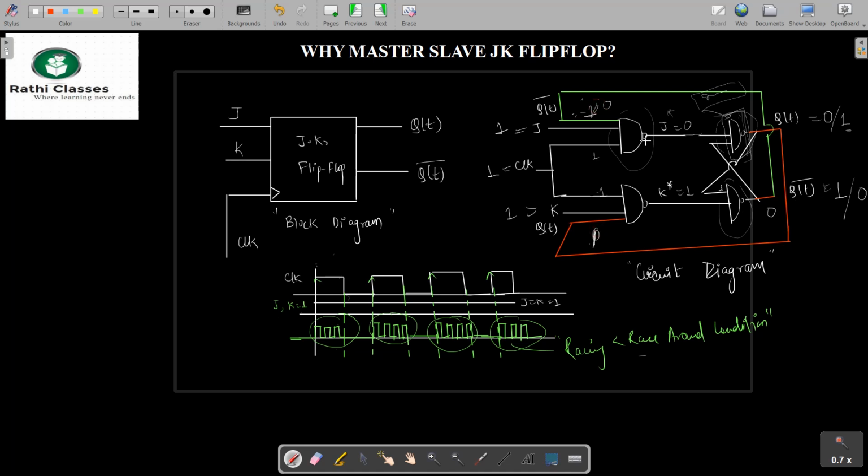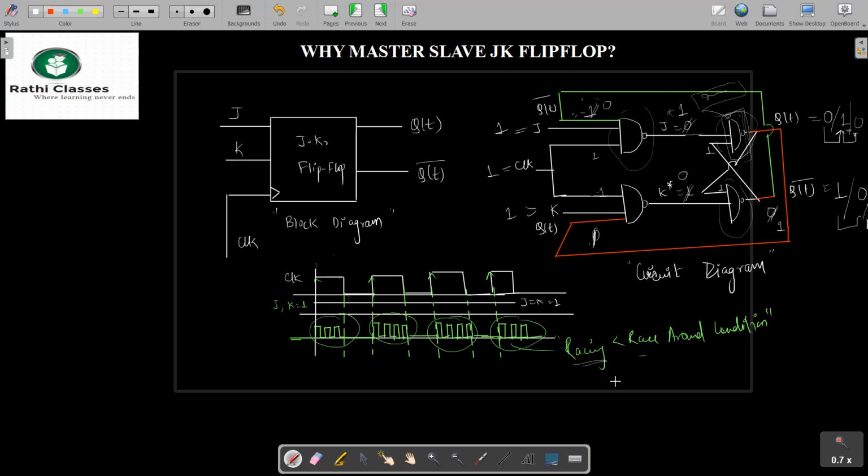If any one of the inputs is low, my output will be high. If all three are high, my output will be 0. Now if any one of the inputs is low, again my output will be high and this will be fed over here. So 1 and 1 is 0. As you can see, the output is changing from 0 to 1, 1 to 0, 0 to 1. That means it keeps toggling itself. This kind of case is called racing and the entire condition is called the race around condition.